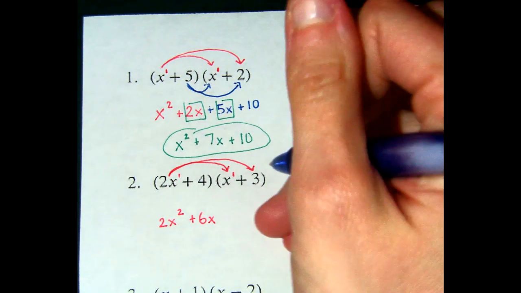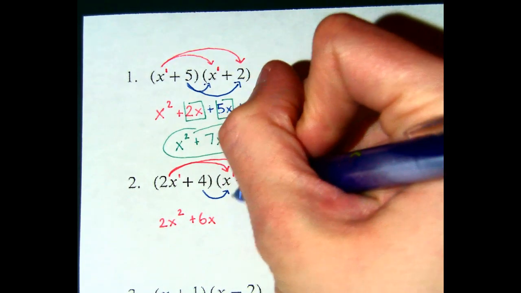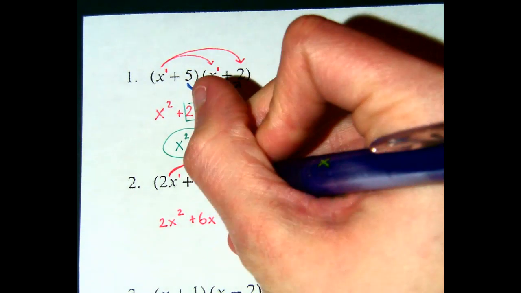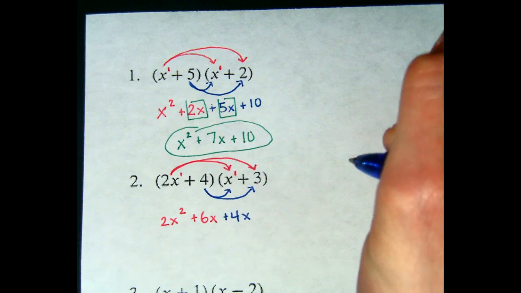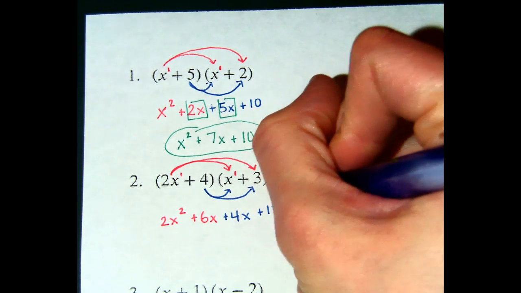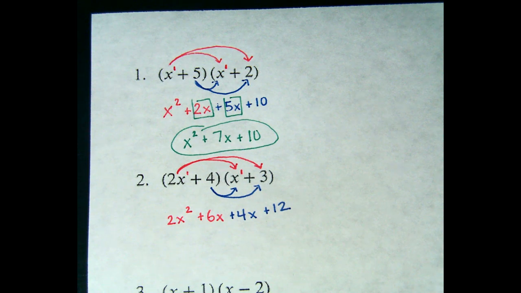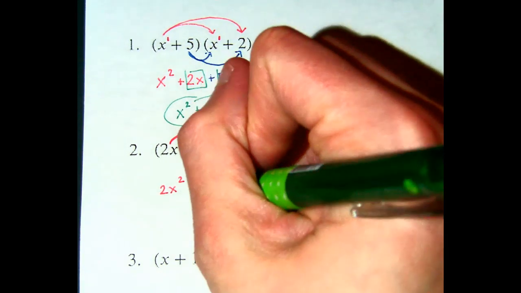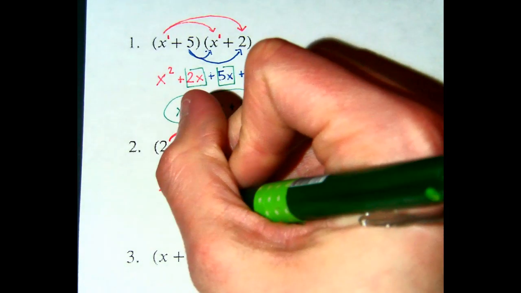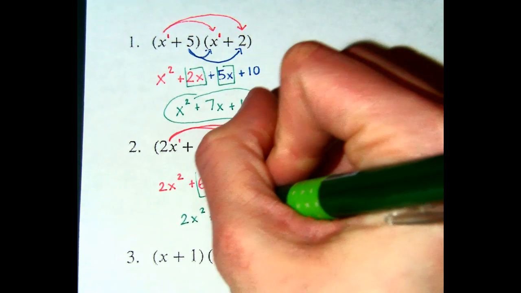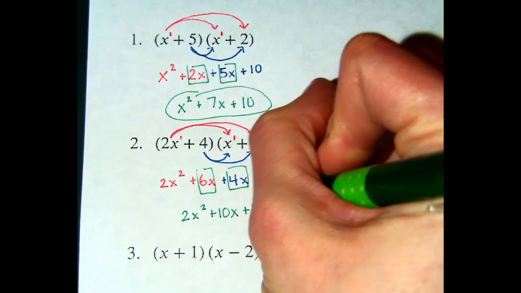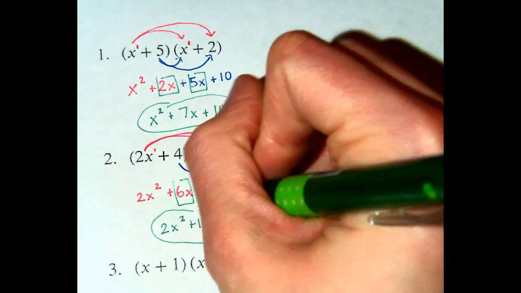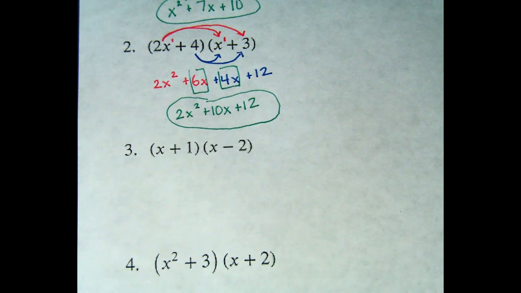Alright, now what? And then to the 3 plus 12. Do I have any like terms? The middle 2. What is 4x, 6x, 10x? 2x squared plus 10x plus 12. I want you guys to try 3, 4, 5. We'll talk about them all in a little bit.